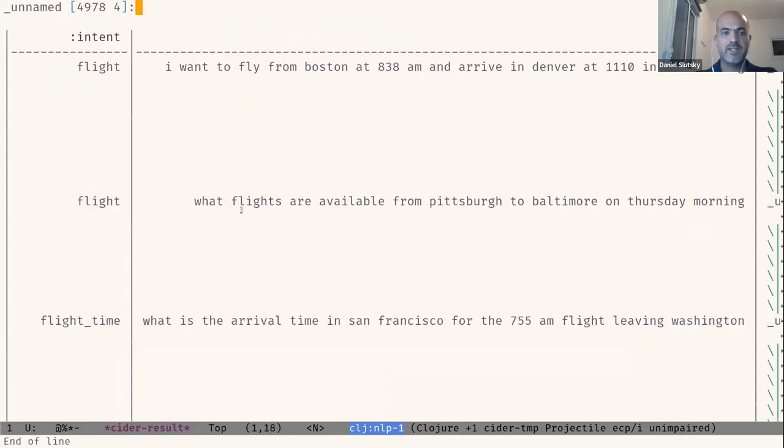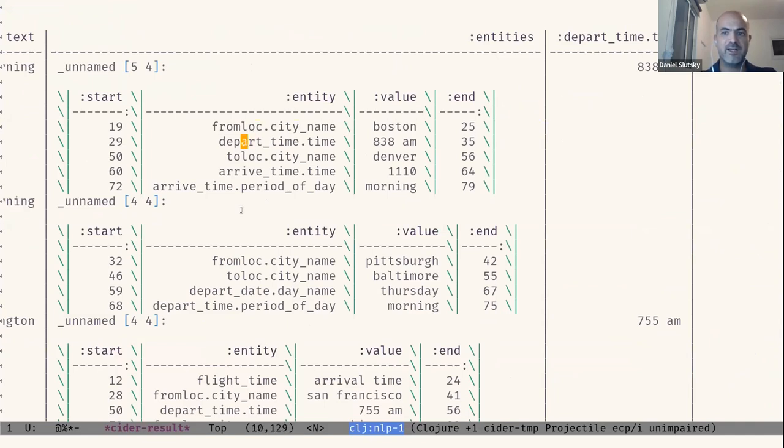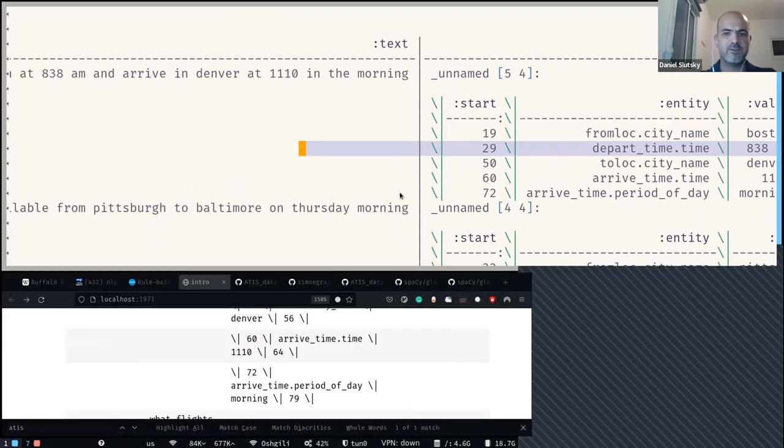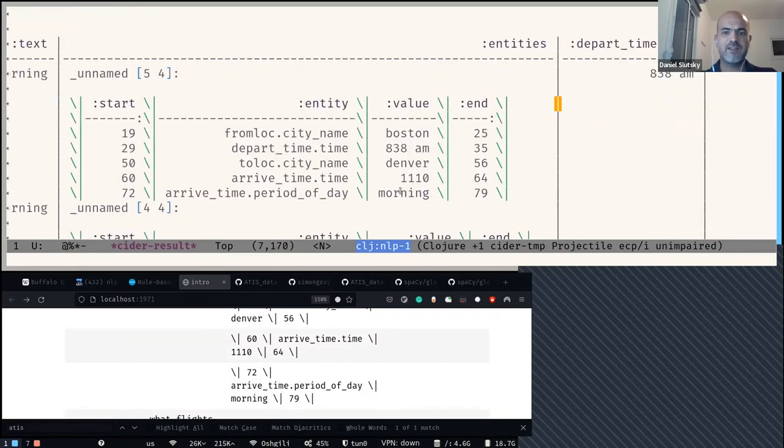So you see in some texts, the human annotation said, yeah, this text did have some departure time in it. Right, this one did have this 8:38 a.m. So what happened? I just extracted that as a separate column so that it would be easier to reason about it. And doing that with tablecloth is so fun. That is not the topic of today, but it was just so joyful to have these internal data sets and extract some values from them.